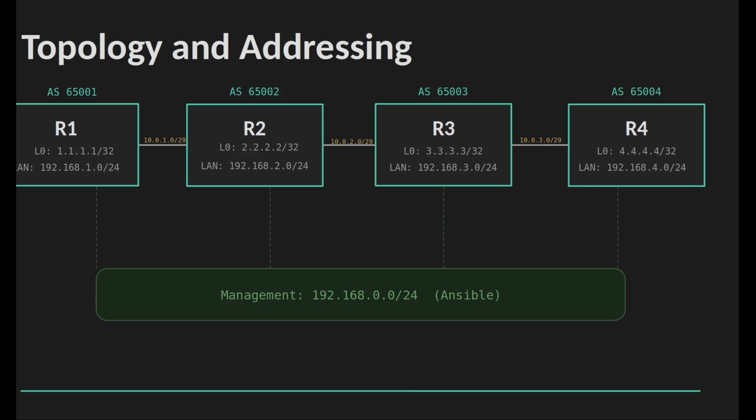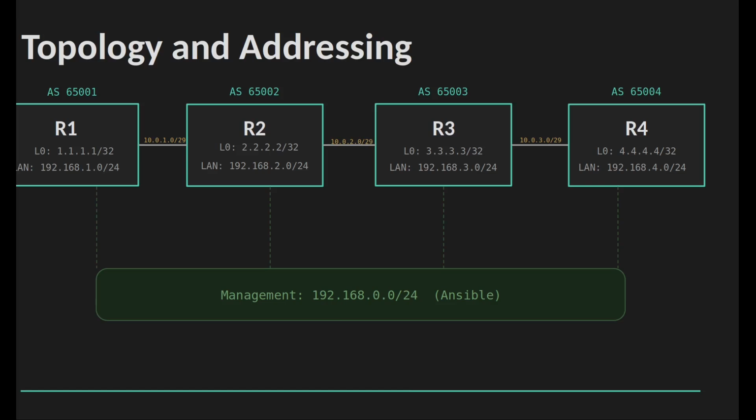The management network on 192.168.0.0/24 is separate from the data plane. That's how Ansible reaches the routers. R1 is AS65001. Its loopback is 1.1.1.1. Its transit-facing interface is FastEthernet0/0 at 10.0.1.1, and it peers with R2 at 10.0.1.2 on the same /29.